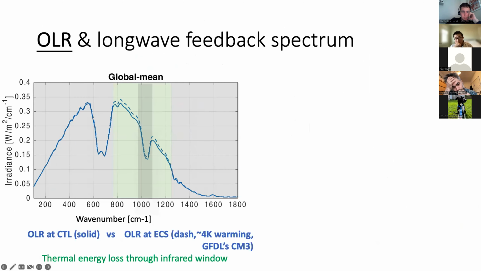With 4 Kelvin of surface warming, OLR increases. The largest visible differences are in the infrared window, where the surface warms and emits more energy. And this emission can be effectively lost to space because the atmosphere is transparent.